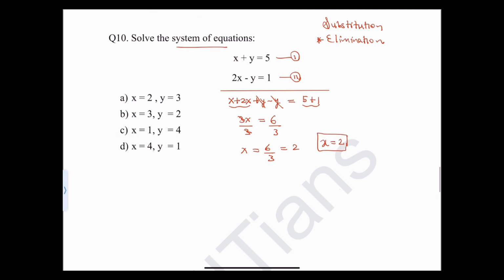Now, in order to find the value of y, I can substitute the value of x in any of the equations. If I substitute in the first equation, I get 2 plus y equals 5, which means y equals 5 minus 2, which gives us y as 3. So the value of y is 3. x equals 2 and y equals 3. Which option is it? It's the first option. Hence, this is our correct answer.